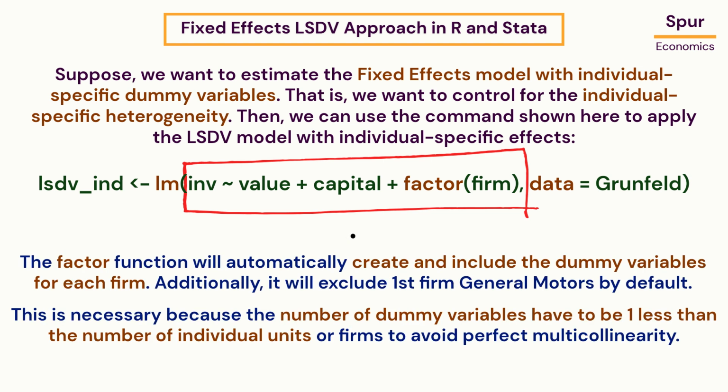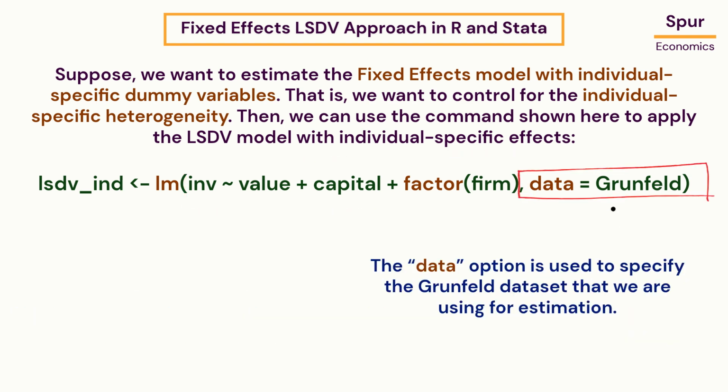The factor function will automatically create and include the dummy variables for each firm. Additionally, it will exclude the first firm, General Motors, by default. This is necessary because the number of dummy variables has to be one less than the number of individual units or firms to avoid perfect multicollinearity. The data option is used to specify the Grunfeld dataset that we are using for estimation.